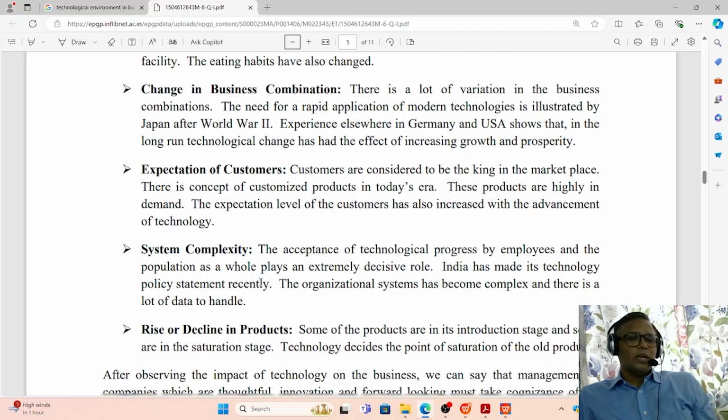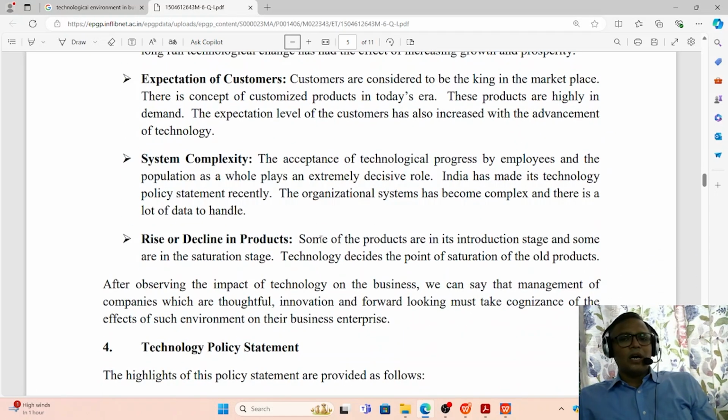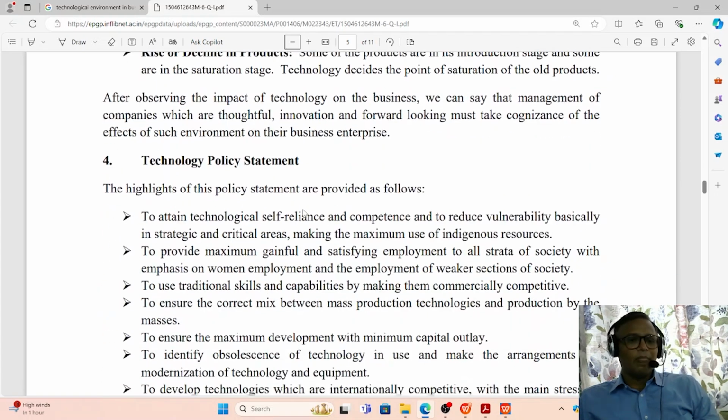Further is the rise or decline in the product. Some products are in the introduction stage and some are in the saturation stage. Technology decides the point of saturation of old products. After observing the impact of technology on business, we can say that the management of companies, which are thoughtful, innovative and forward-looking, must take cognizance of the effect of such an environment on their business enterprises.